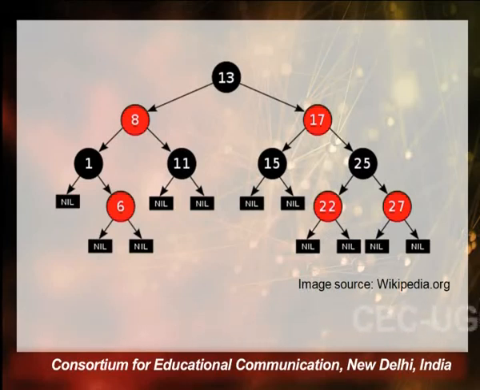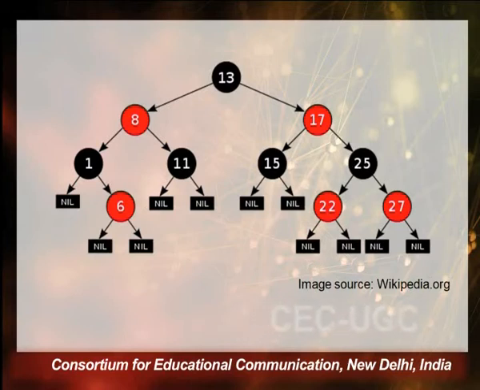So all the nodes in the left subtree of 13 are smaller than 13, and all the nodes in the right subtree of 13 are greater than 13, according to the normal binary search tree property. So 13, the root node, is black, and the leaves are black. Now the next property says every node is having a color. This property is also satisfied in this figure. Every node is having a color, either red or black, and no node is there which is having no color. So every node is colored.